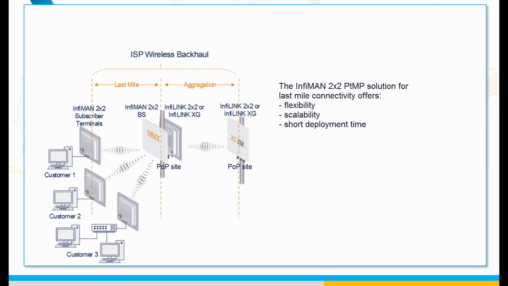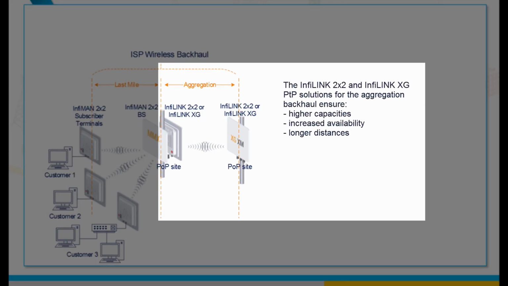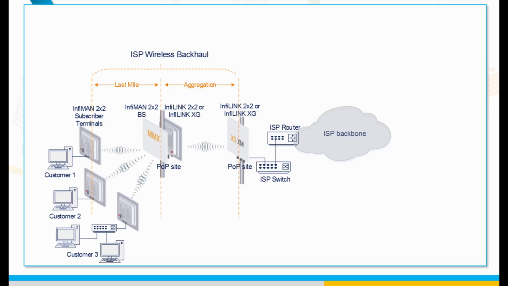The practical implementation using the Infinet 2x2 product family in the sub-7 GHz spectrum is best fit for the last mile, as it offers flexibility, scalability, and short deployment time. The aggregation segment requires higher capacities, increased availability, and longer distances, which can be achieved by using the Infilink 2x2 or Infilink XG point-to-point products. The backhaul ensures the transmission towards the router that is connected to the ISP high-speed backbone.